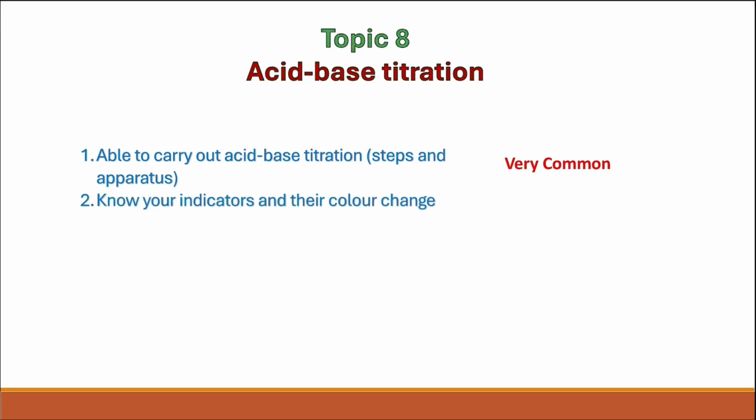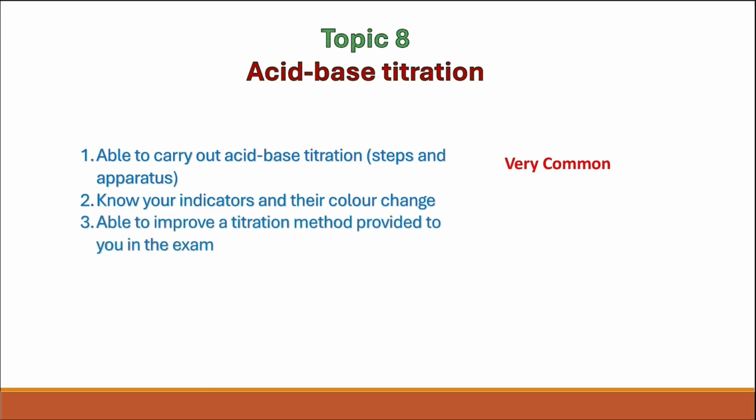Make sure that you know your indicators that you use for the acid-base titration: litmus, phenolphthalein, and methyl orange, and the change in color between the acidic solution and the basic solution. Remember that we don't use universal indicator for the acid-base titration. However, sometimes they ask you about universal indicators. What would be the color of the universal indicator if added to a different solution? So make sure that you know your universal indicator colors as well.